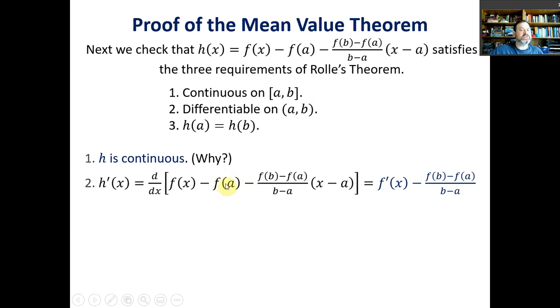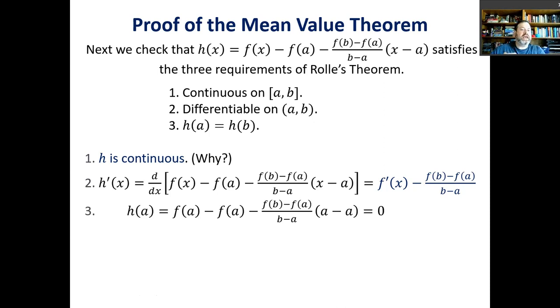This is a constant, so it's 0, so it goes away. This is a constant times x minus a. x minus a is a line, right? As a function, it's a line. The slope of a line is m. So if this is y equals mx plus b, m is 1. So when we take the derivative, it's just this times 1. So this is the derivative, h prime of x. It's the derivative of the function minus the slope of the line, which should make sense, right? Because the derivative of a line is just its slope.